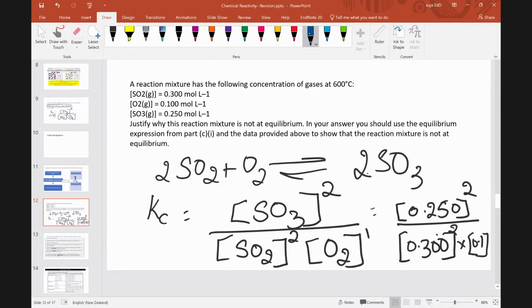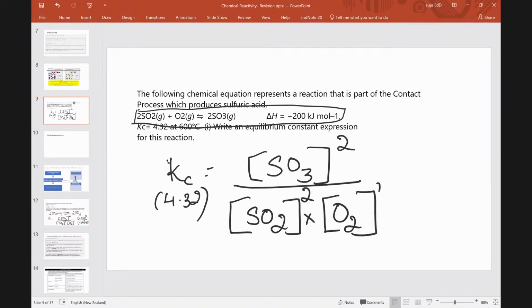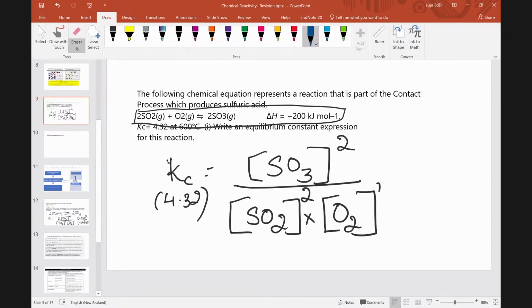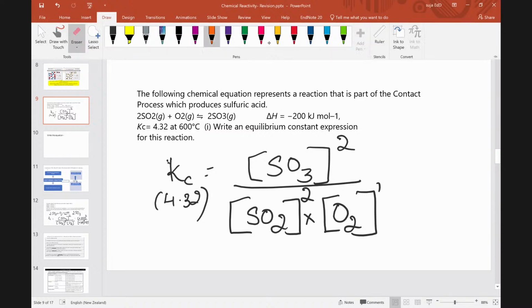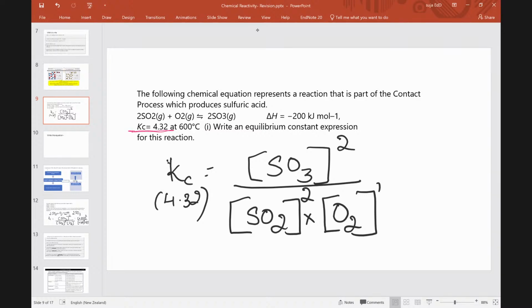And what you're doing is taking this answer and comparing it with your earlier answer of 4.32. So once you calculate that, you are comparing with this answer. If I'm not mistaken, this was a 2015 question. In the year of 2015, this question was asked. So what you're doing is finding out the equilibrium constant given those values and comparing the answer.